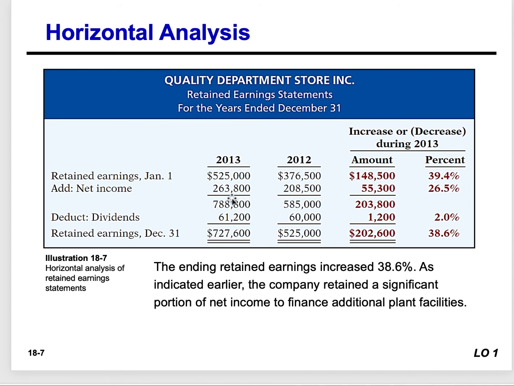So look at net income, right? Net income in 2008 was $208,500. Net income in 2013 was $263,800. So that means our net income actually increased from 2012 to 2013 by $55,300. That's definitely something positive that we want to see in a company. And we can calculate that percentage change. So our net income actually increased 26.5%.